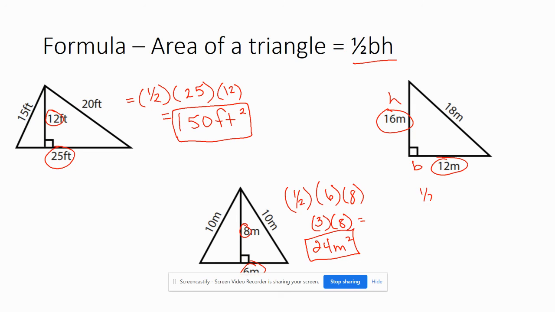All right, so let's do a half times 12 times 16, which would be half times 12, which is 6 times 16. All right, and you will get 96, right? 96 meters squared. Check that work to make sure I did that right, because I did that in my head. Here we go, 96 meters squared. And that's how you find the area of a triangle.